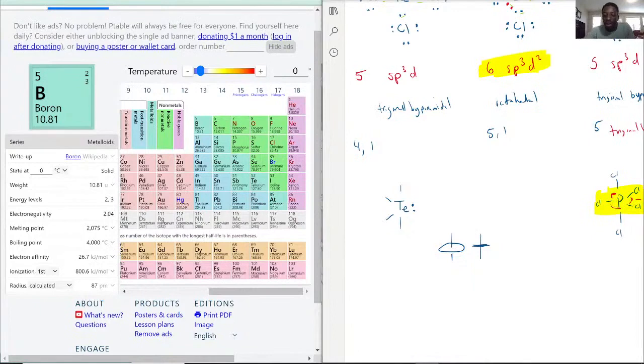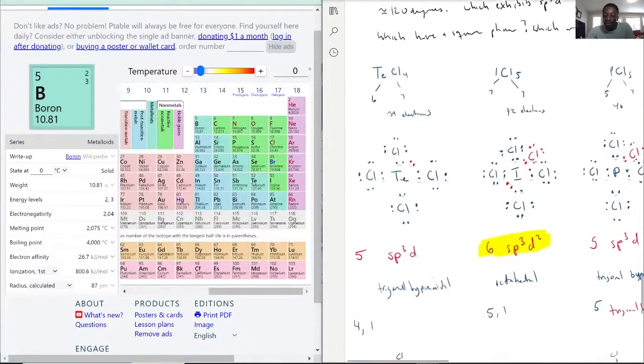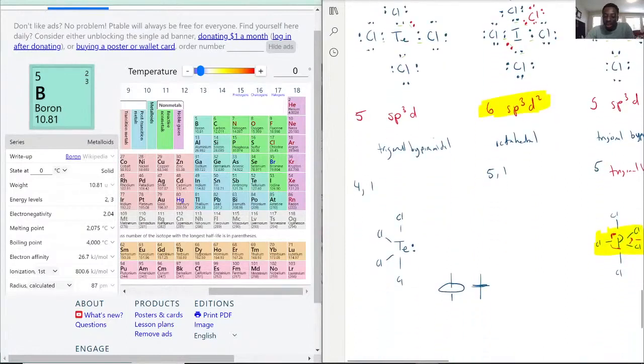The issue here is that the electron is kind of bullying them, pushing the chlorines further away from it, because electrons exhibit a harsher push. This bond right here would be less than 120 degrees, but it's still going to be around it, so we can still count this as a 120-degree bond.